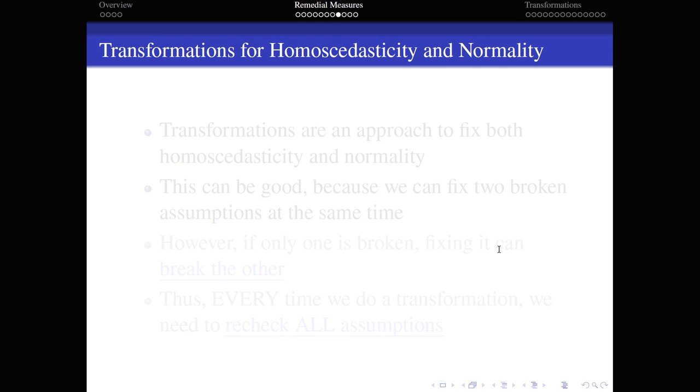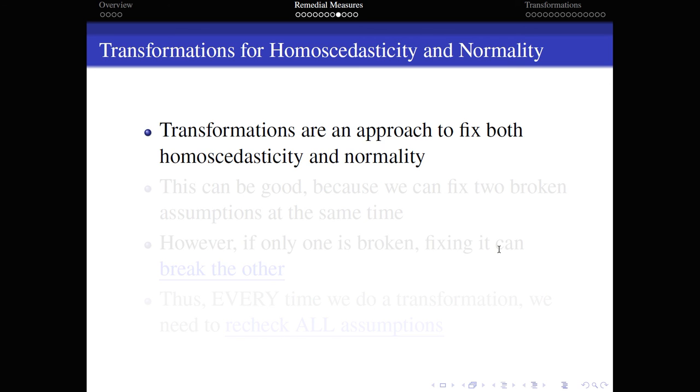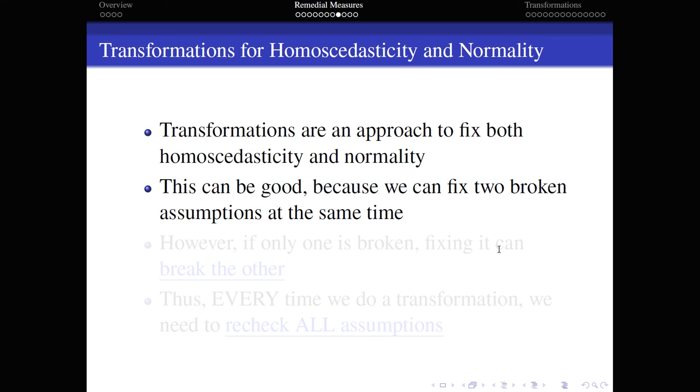So we talked about transformations in two processes. We talked about them for homoscedasticity and normality, when we're trying to get homoscedasticity and normality in our residuals. Now, transformations can fix both, and it can be good because what can happen is both of these assumptions can break at the same time, and if they do both break, sometimes you can apply a single, simple transformation, and both of them get immediately fixed.